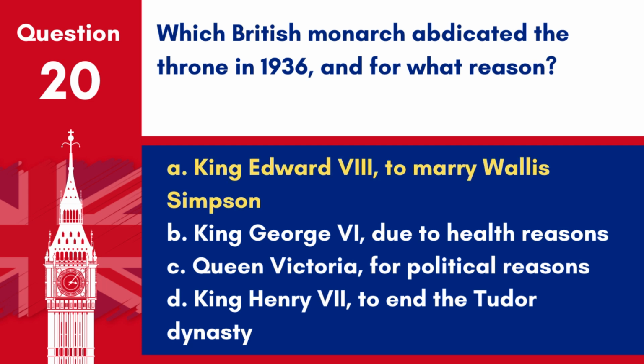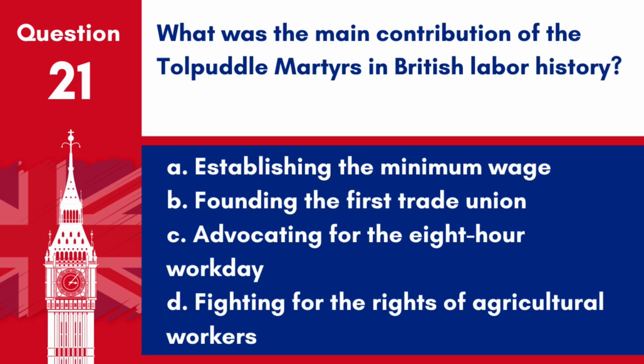Answer: A. King Edward VIII, to marry Wallis Simpson. King Edward VIII abdicated the throne in 1936 to marry Wallis Simpson, an American divorcee, which was controversial at the time. Question 21. What was the main contribution of the Tolpuddle Martyrs in British labour history?